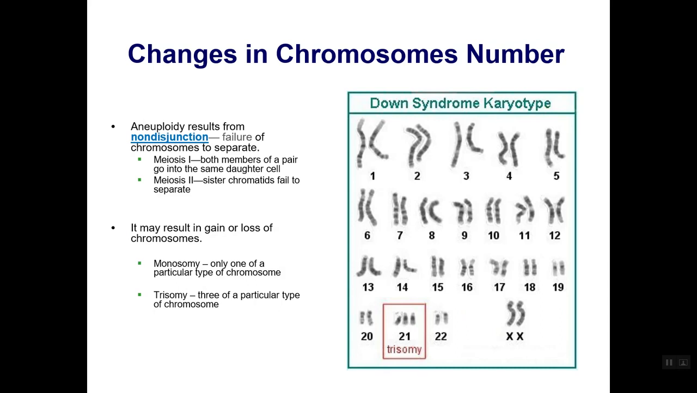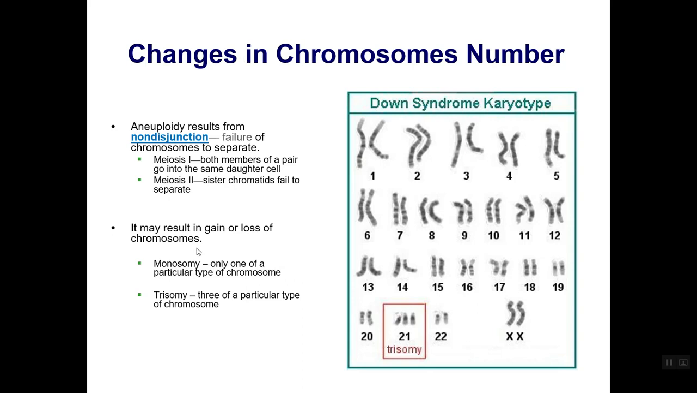Now, one way that chromosome numbers can change is through non-disjunction, another term you need to be familiar with. Non-disjunction is the failure of chromosomes to separate. This can happen in either meiosis 1 or meiosis 2. If non-disjunction occurs in meiosis 1, then both members of a pair of homologous chromosomes will go into the same daughter cell, and the other cell will receive none. If it occurs in meiosis 2, the sister chromatids will fail to separate, and that will result in 2 sister chromatids going into a single daughter cell, and the other one receiving none.